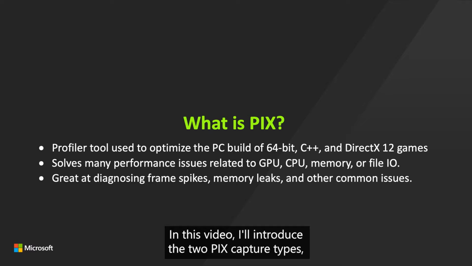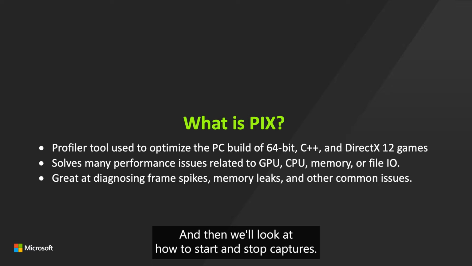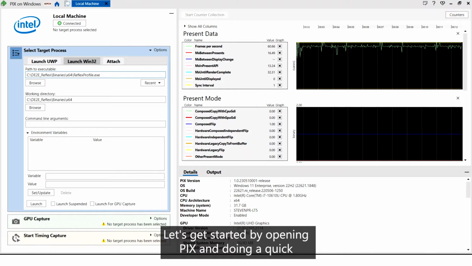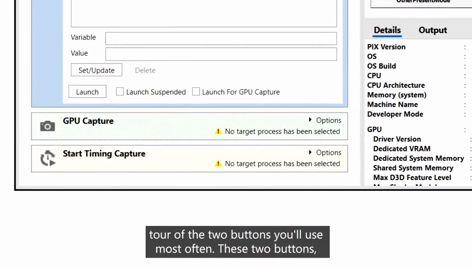In this video, I'll introduce the two PIX capture types, GPU captures and timing captures, and then we'll look at how to start and stop captures. Let's get started by opening PIX and doing a quick tour of the two buttons you'll use most often.